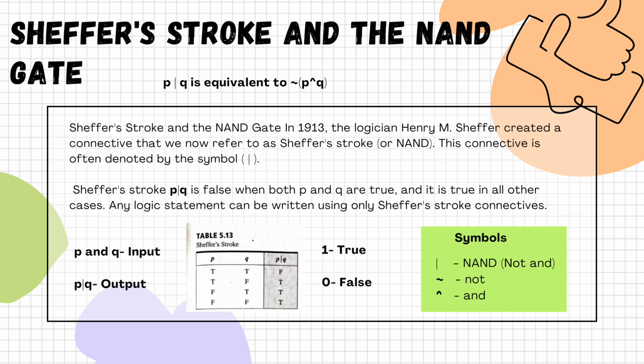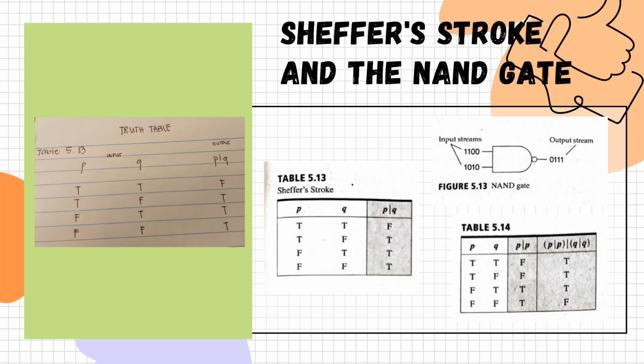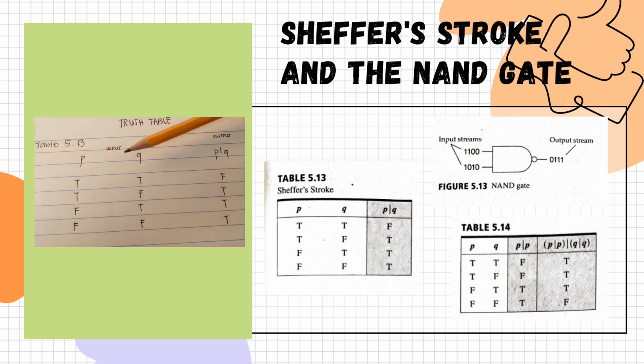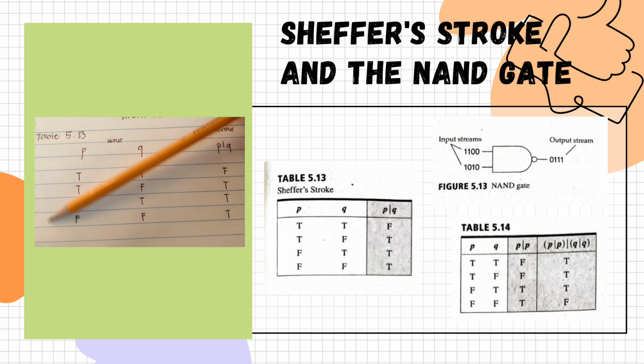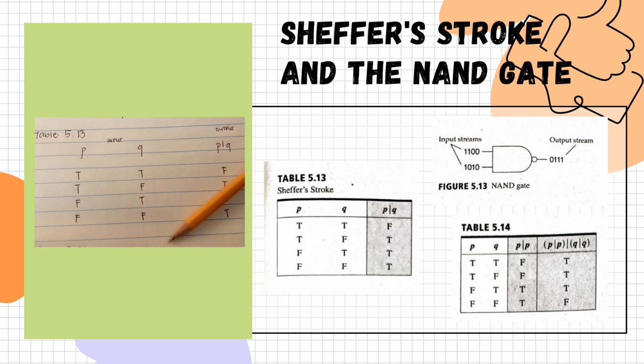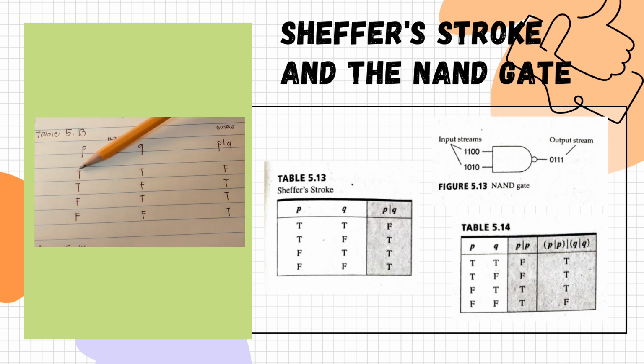So we can also use these numbers 1 for true and 0 for false para later on madali natin magets yung NAND gate drawing. So let's elaborate it more. So as I said earlier, our input is the P and Q, while ang output naman natin is the P NAND Q. So we have here the truth values of P and the truth values of Q. So what we are going to do is the input combination. So when we combine the input values true and true, we will have a false because that is the condition.